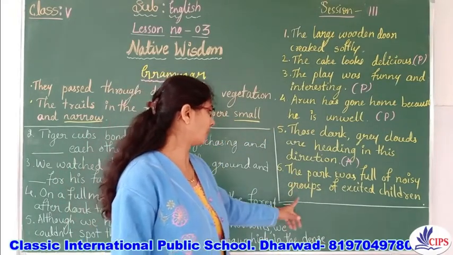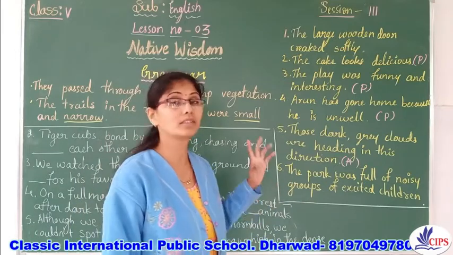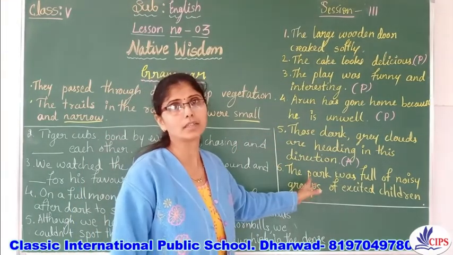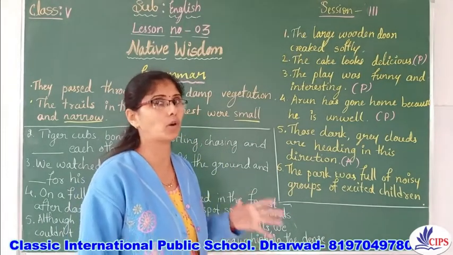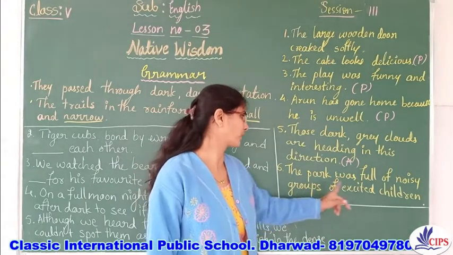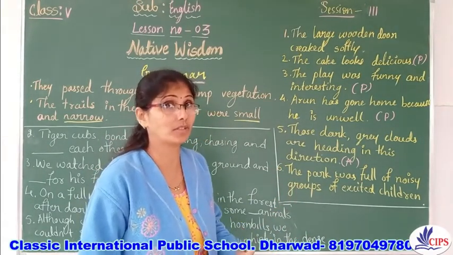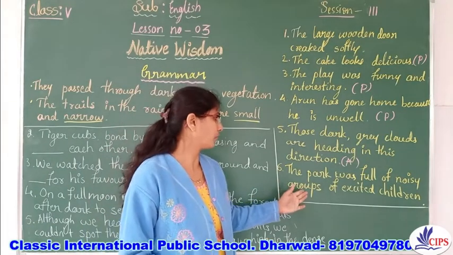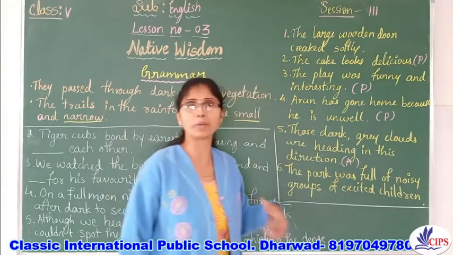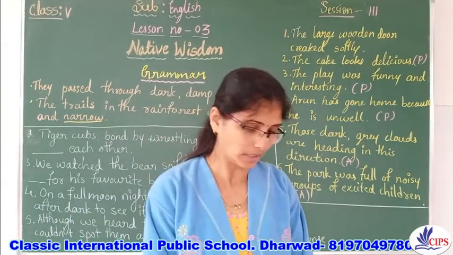The park was full of noisy groups of excited children. Here, you get a little confusion, I think, because here we get three nouns, right? In other sentences, we got only one noun, but here three nouns are there, so you get confusion. But observe very properly. Here, park is a noun, groups is also a noun, and children is also a noun. But before children, what is there? Which type of children? Excited children, right? And before groups, observe there, noisy. Which type of groups? Noisy groups. So these two words are before the noun, so these are attributive adjectives. What to write then? A. Getting, children?